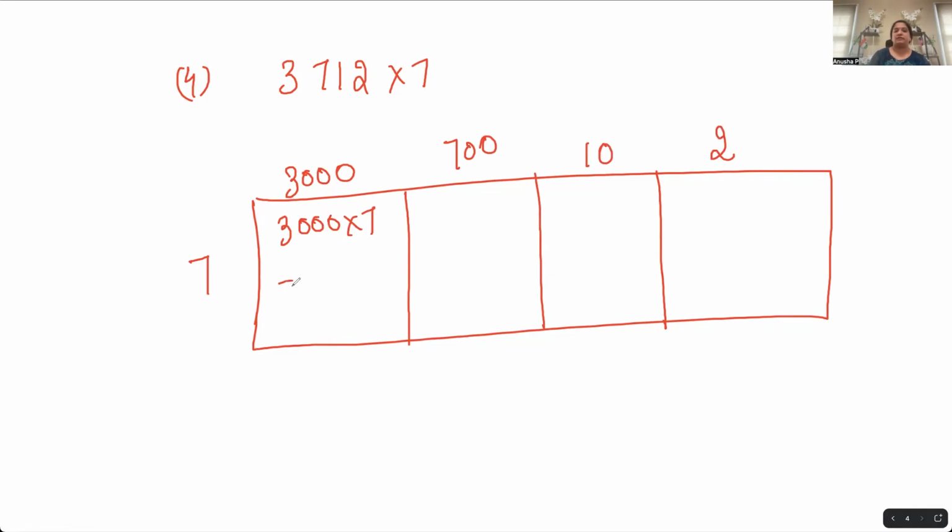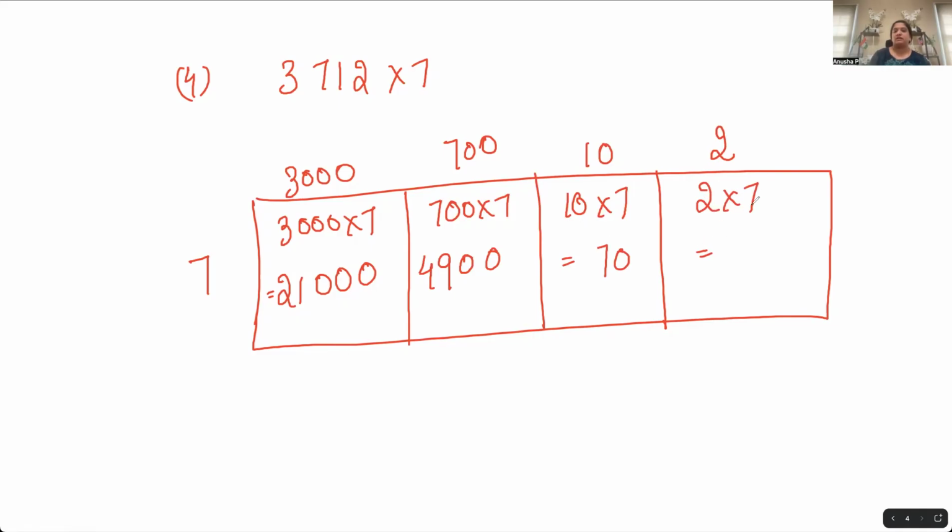3,000 times 7: 7 times 0 is 0, 7 times 0 is 0, 7 times 0 is 0, 7 times 3 is 21. 700 times 7: 7 times 0 is 0, 7 times 0 is 0, 7 times 7 is 49. 10 times 7: 7 times 0 is 0, 7 times 1 is 70. 2 times 7 is 14. Okay. Now we have to add all the numbers.